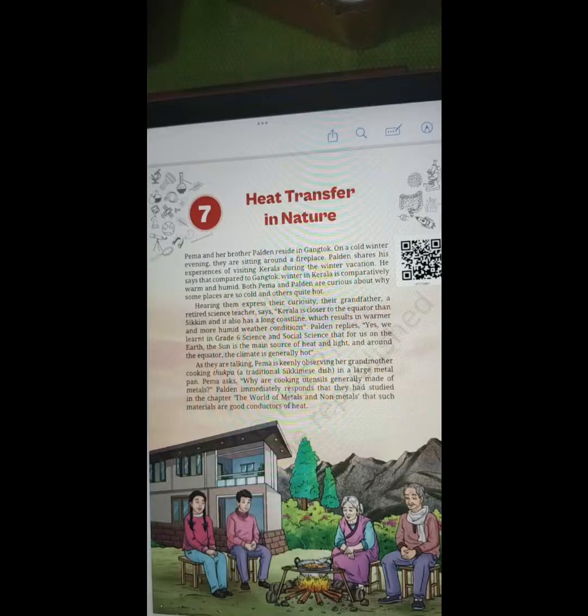In this live of today, I will be reading chapter 7, Heat Transfer in Nature. This is taken from the Curiosity book of class 7 Science.